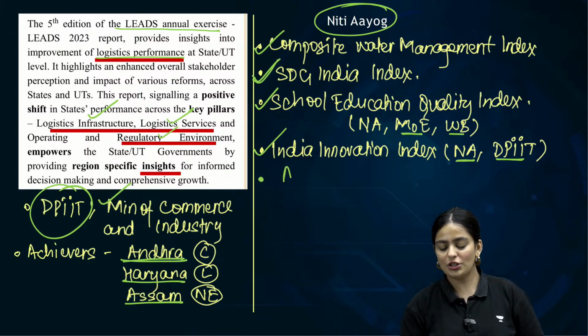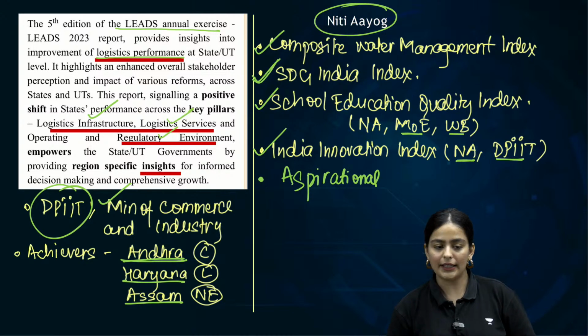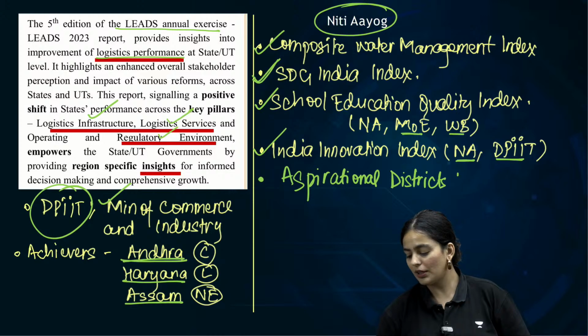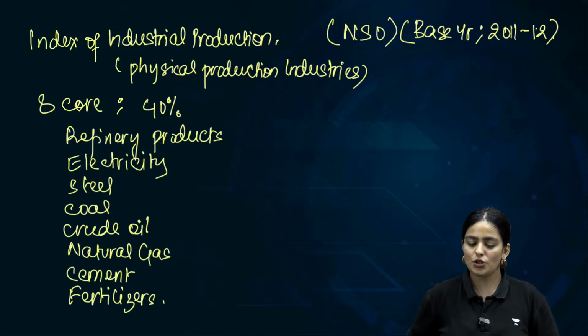The aspirational districts index or rankings. Yes. So this is also, you can add here for Niti Aayog. Excellent. Let's move on to our next question now.